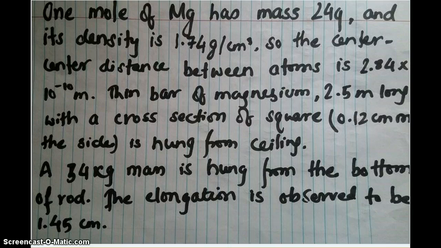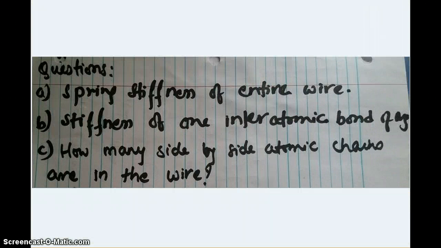A thin bar of magnesium 2.5 meter long with a cross section of a square that is 0.12 centimeter on the side is hung from the ceiling. A 34 kg mass is hung from the bottom of the rod, that is the string of magnesium, and the elongation is observed to be 1.45 cm. So what we need to find is the spring stiffness of the entire wire, the stiffness of one interatomic bond of magnesium, and how many side-by-side atomic bonds are in the wire.